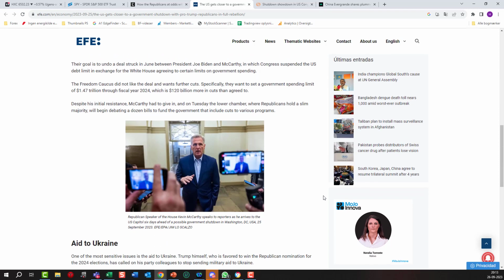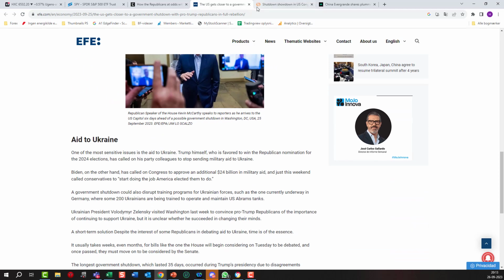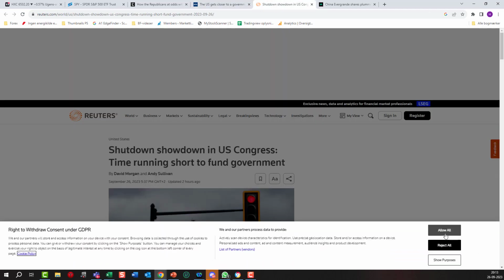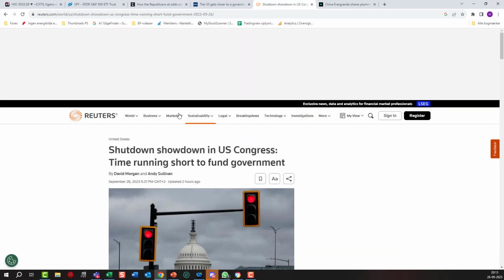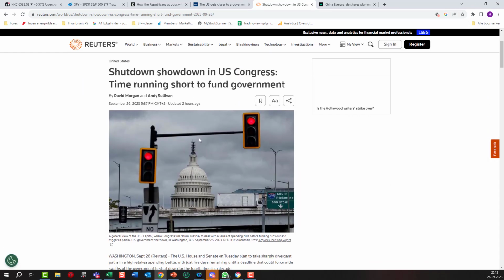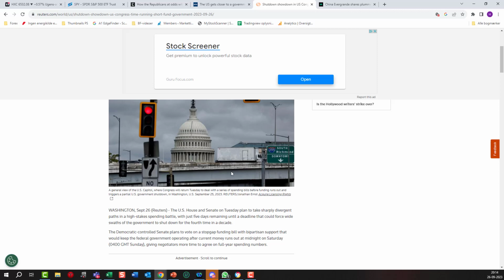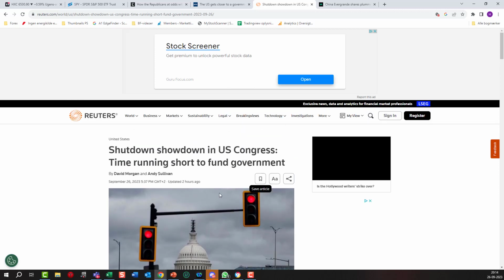So keep an eye out the next couple of days. One, for the China situation, the Evergrande and so on, the property sector. And two, especially keep an eye out about this shutdown from the US Congress. That is really something that could have a severe effect over the next days, weeks, maybe even months.